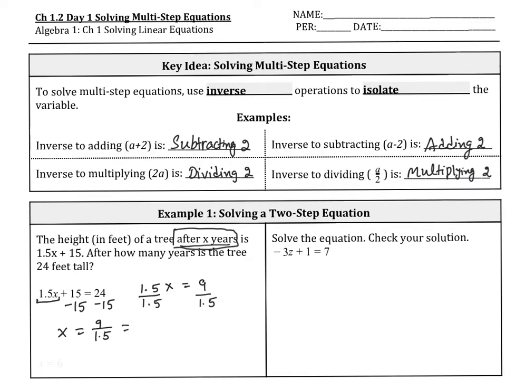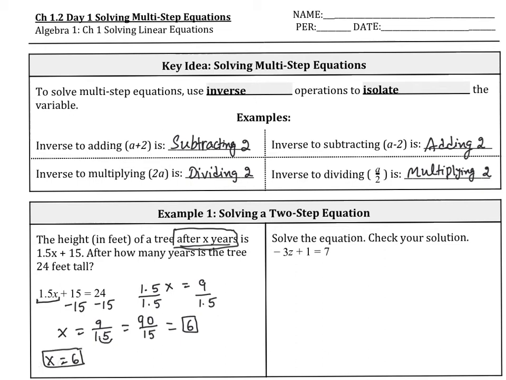You can either solve this as 9 divided by 1.5, or you move the decimal one step to the right and add 0 on the top. And that will give you 90 divided by 15. And when you divide 90 by 15, you're going to get 6 as your x value. So x equals 6, which means that after 6 years, the tree will be 24 feet tall.